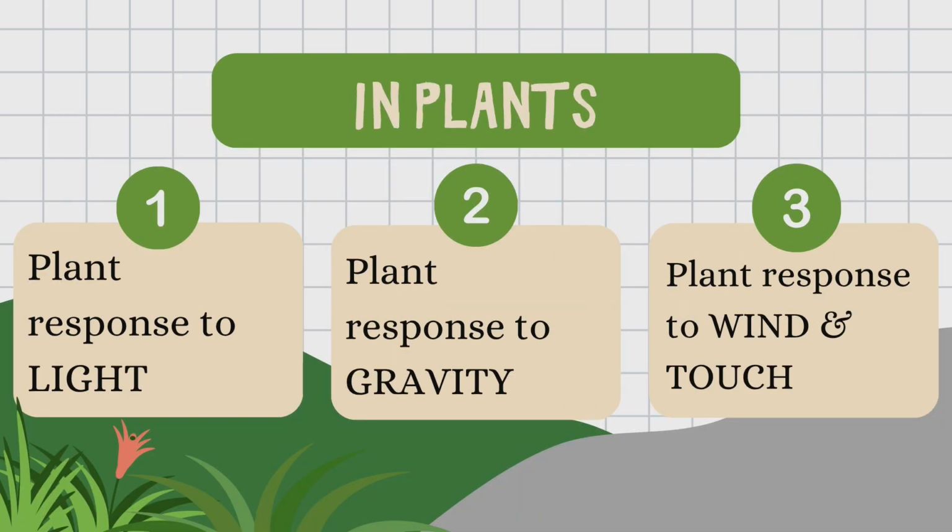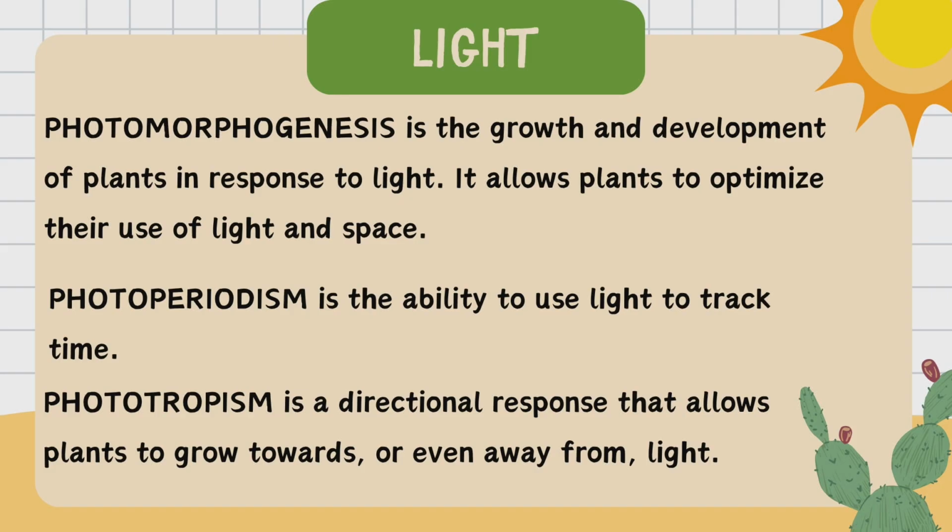Let's talk about the plants. So even though plants have no brain, they can still respond to their environment. So there are 3 types of plant responses. First, the plant responds to light. Next, the plant responds to gravity. And last, the plant responds to wind and touch. Under light responses, there are 3 terms, which are, first, photomorphogenesis.